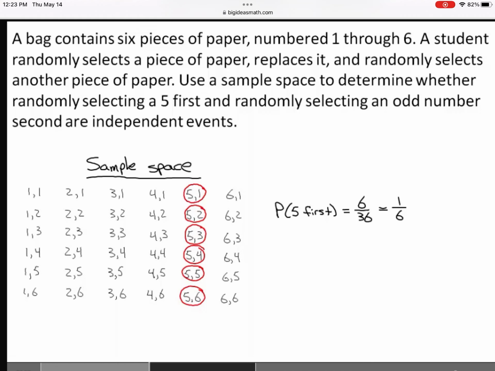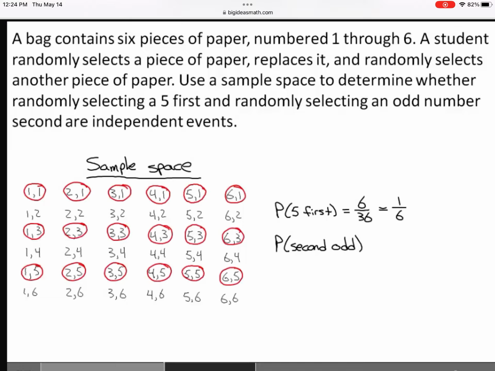Next, find the probability that your second number is odd. Notice that the second number is odd in 18 of the 36 possible outcomes. So the probability that the second number is odd equals 18 divided by 36, or 1/2.